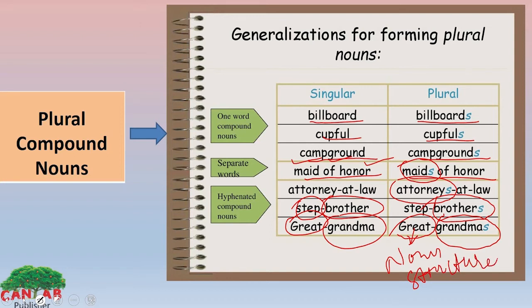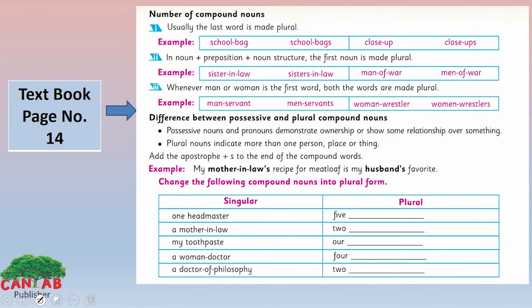And grandma is a noun. So we have added s here in the end to make it plural. Now look at the exercise of it here. Change the following compound noun into plural noun. Look at here. The singular form, we have to change it in plural form.